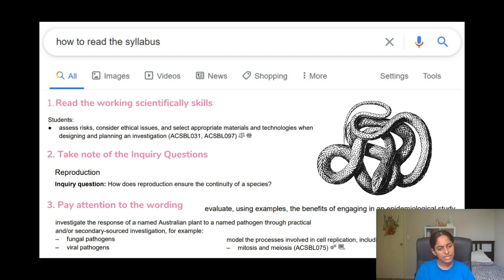And that brings me to my next dot point, paying attention to wording. Like I've said, directive verbs are really important. You can see here that each dot point within the slide has a different directive verb: investigate, evaluate, and model. These verbs have a lot of meaning to them when you're doing your responses.